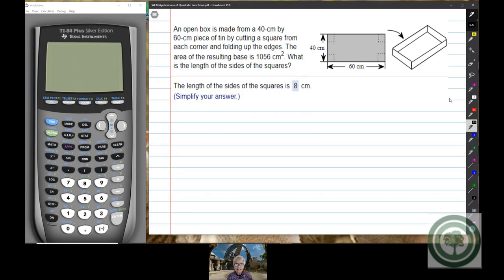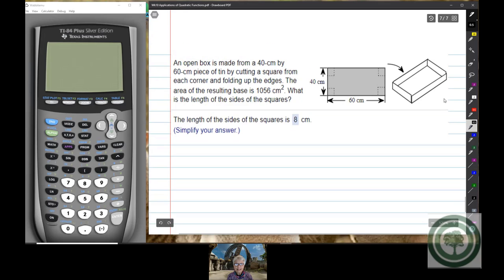And then finally, there's this one. An open box is made from a 40 centimeter by 60 centimeter piece of tin by cutting a square from each corner so that you can fold up the tops. It's going to be an open top box. And here it is right here.